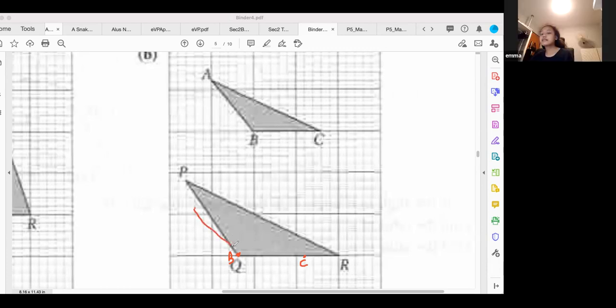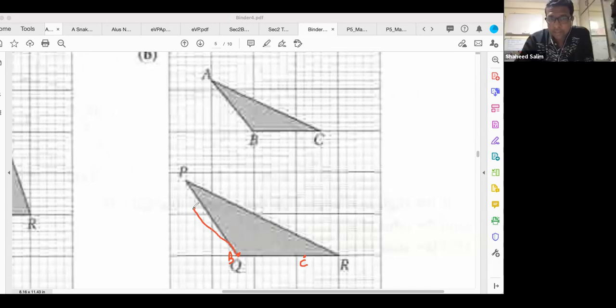Oh, can you see the angle is slightly out? The angle is slightly out. Do you get something like that?